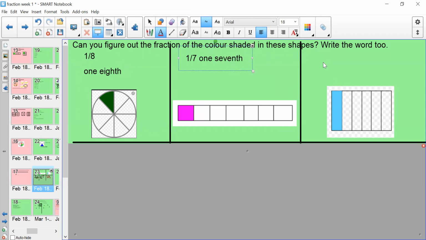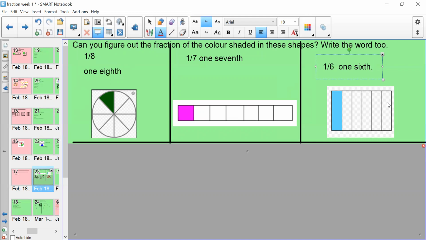And then the last one, we've also got one part shaded. So the numerator will be 1. And we've got 1, 2, 3, 4, 5, 6 parts. So it'll be 1/6. Okay, so these are some new fractions that we are looking at.